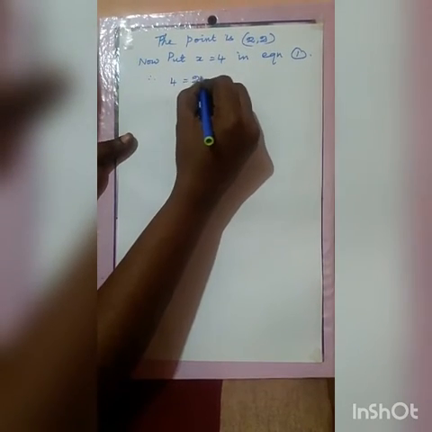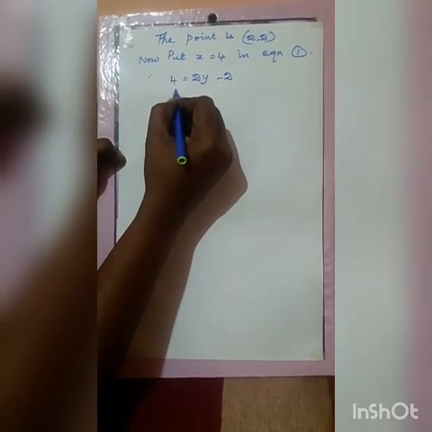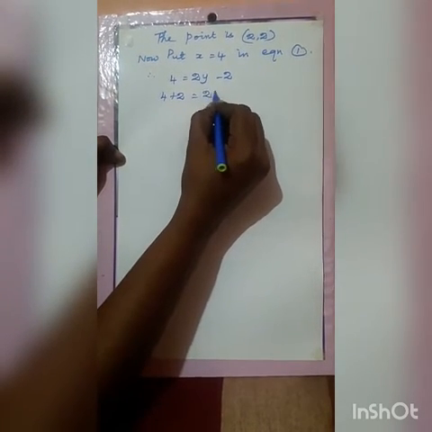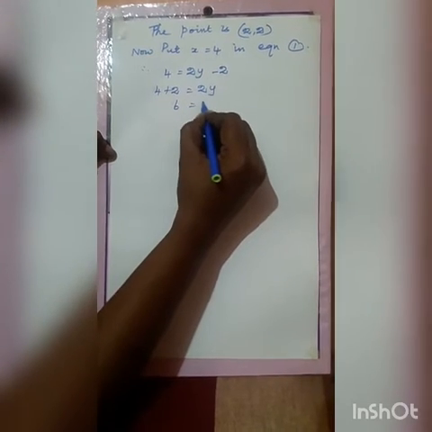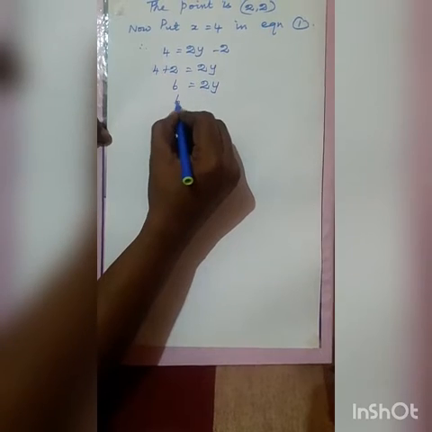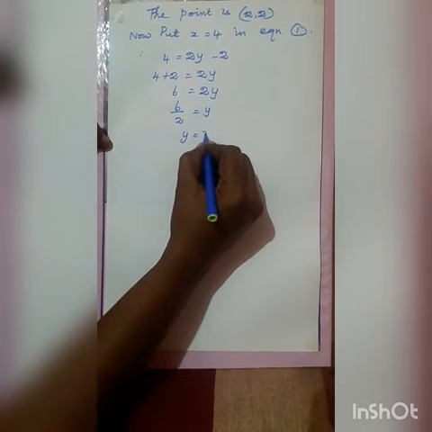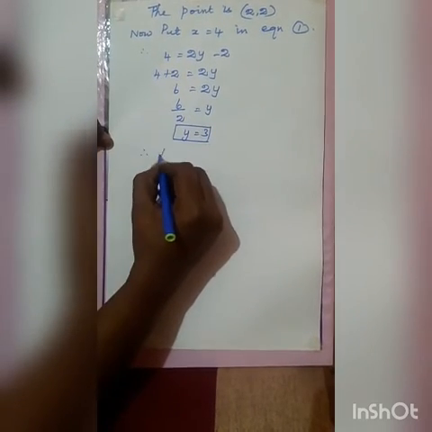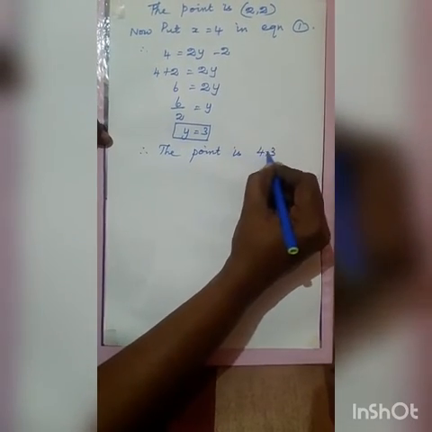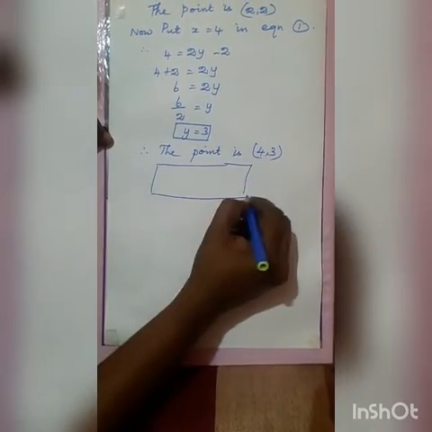4 is equal to 2y minus 2. While transposing, this 2 becomes plus 2. Therefore, 4 plus 2 is equal to 2y. 4 plus 2 means we get 6 is equal to 2y. While transposing, this 2 becomes a division. Therefore, 6 by 2 is equal to 3. Therefore, y is equal to 3. Therefore, the point is 4, 3.